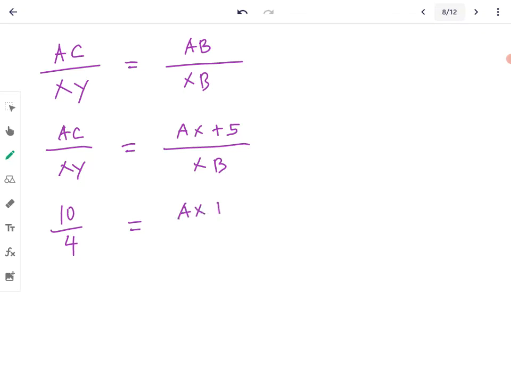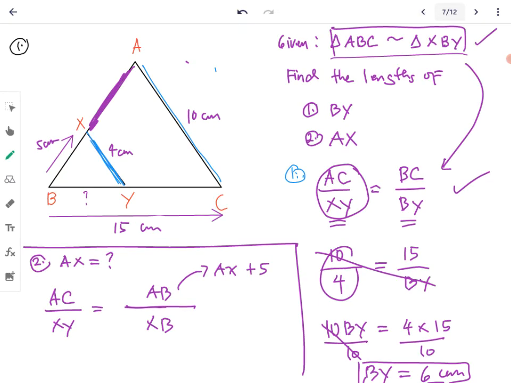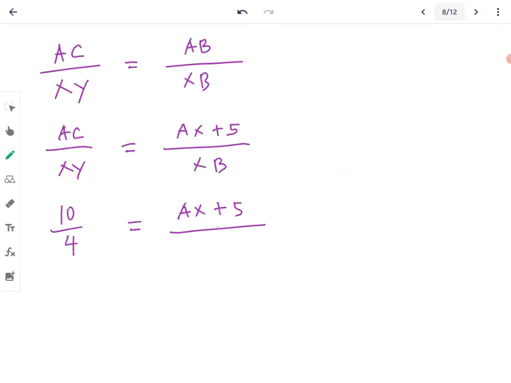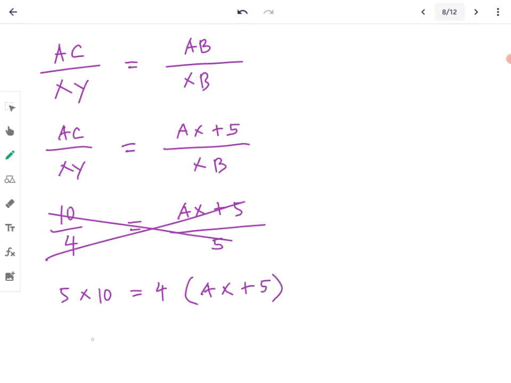AX, that's what we're trying to find. We have XB as 5 cm. So from this we can cross multiply. We have 4 times AX plus 5 equals 5 times 10. So we say this is 50. We say this is 4 times AX plus 20.